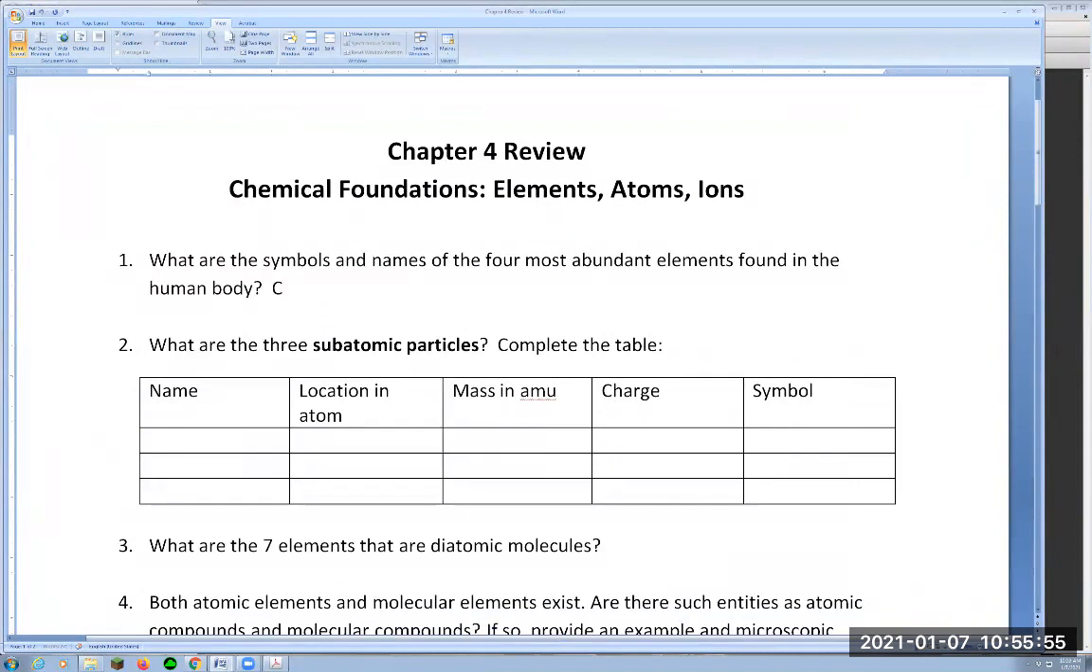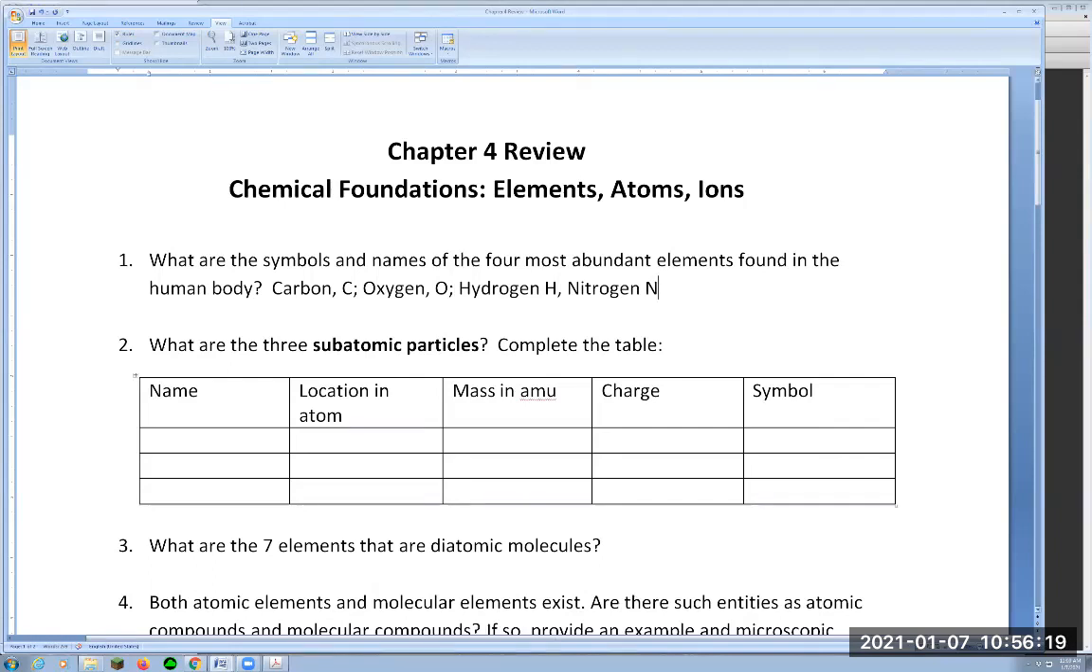And these are carbon. It's asking for symbol and name. So carbon is symbol C. Oxygen, symbol O. Hydrogen, symbol H. And then nitrogen, symbol N.